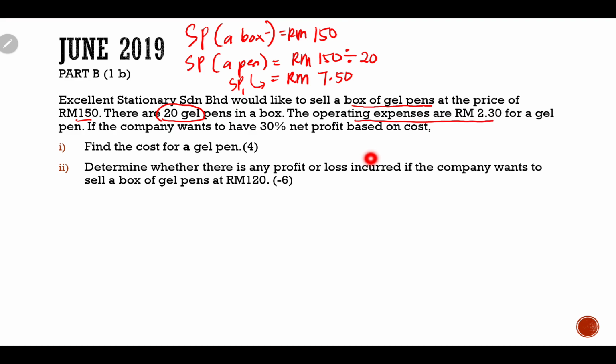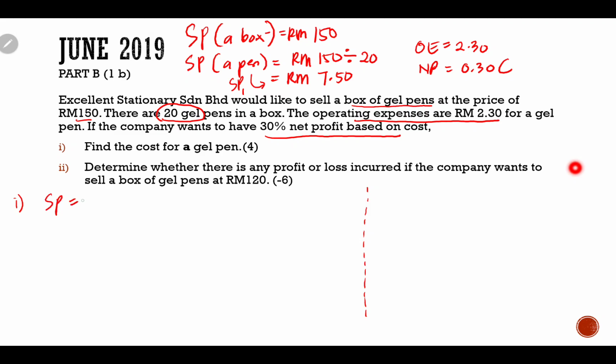The operating expenses are 2 ringgit and 30 cents for a gel pen. If the company wants to have 30% net profit based on cost, find the cost for a gel pen. So we have operating expenses of 2 ringgit and 30 cents, and a net profit of 30% based on cost. Now find the cost. Write the formula. Let me divide this section. Question number 1, find the cost of a gel pen.